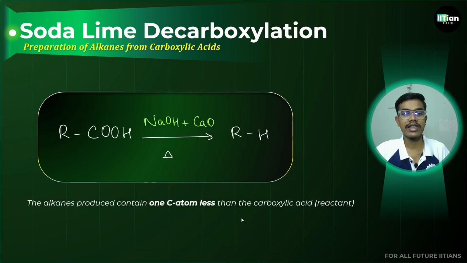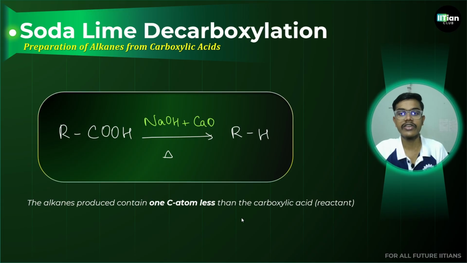Then you have soda lime decarboxylation, which is used to prepare alkanes from carboxylic acid. You have carboxylic acid in the presence of sodium hydroxide and calcium oxide giving you R-H. You should note that the alkane produced contains one carbon less than the carboxylic acid, and that CO2 is lost as carbon dioxide. That is why it is named decarboxylation.